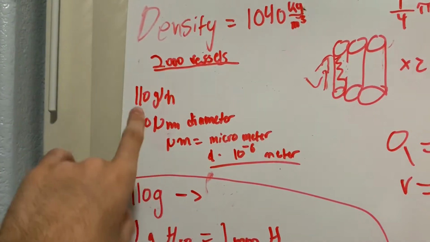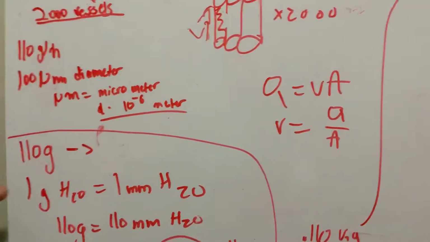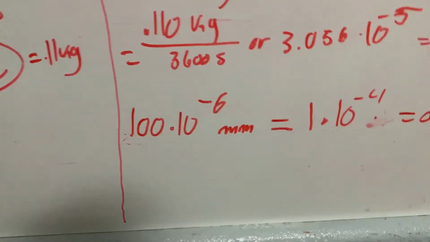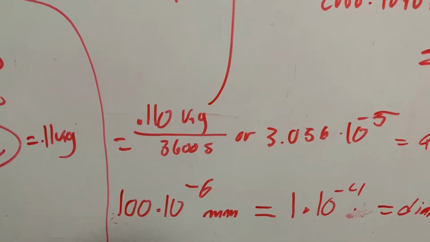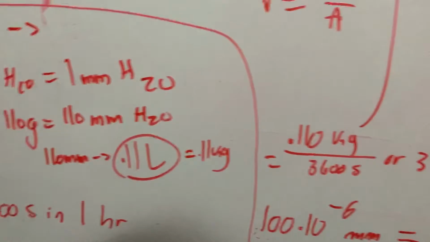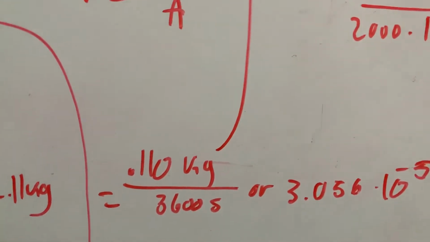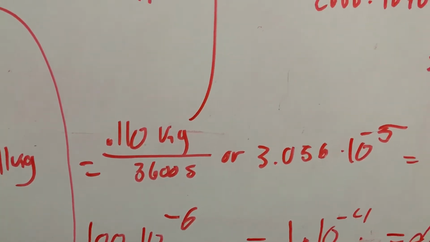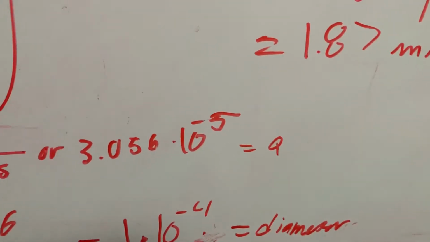So we have 100 micrometers, and now you've got to convert those. 100 micrometers is 100 times 10 to the negative 6th, which is also equal to 1 times 10 to the negative 4th. So that's our diameter. And while we were converting the grams, for our Q we got 0.110 kilograms or liters over 3,600 seconds, which is equal to 3.056 times 10 to the negative 5th, which is our Q value.